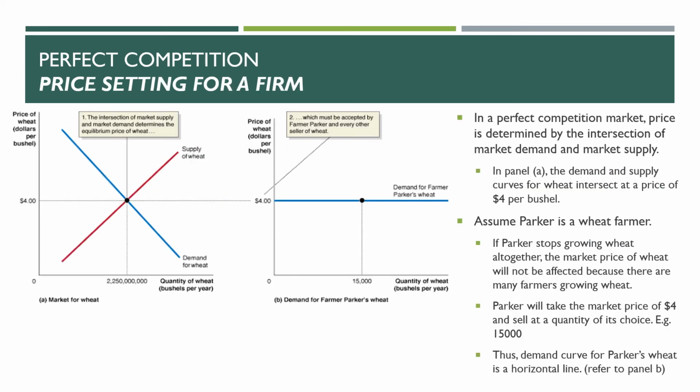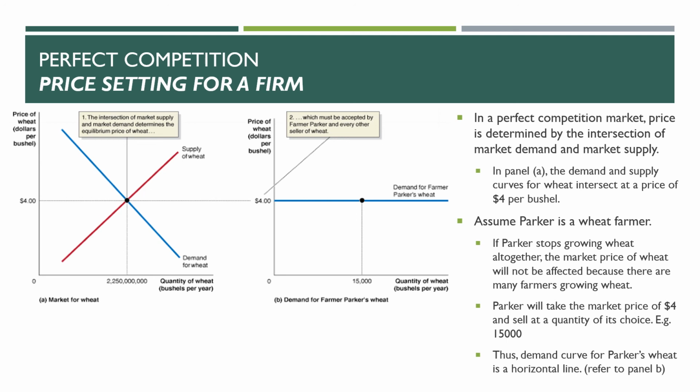In a perfectly competitive market, product price is determined by the intersection of market demand and market supply. For instance, in panel A, the market price of wheat is $4 per bushel. That is the market equilibrium price where demand and supply curves for wheat intersect. Assuming that Parker is a wheat farmer, if Parker stops growing wheat altogether, the market price of wheat will not be affected because there are many farmers growing wheat.